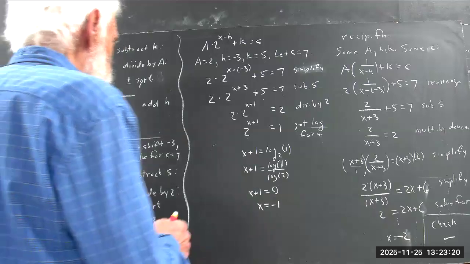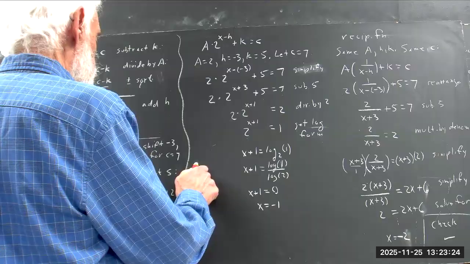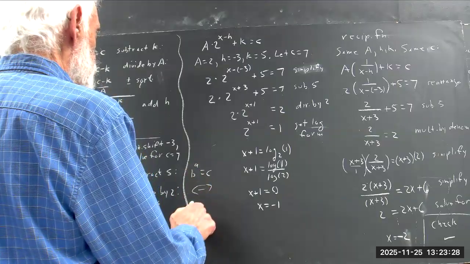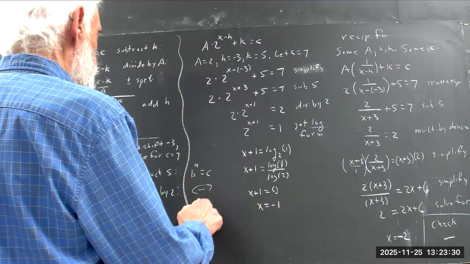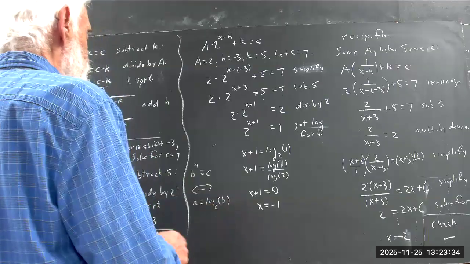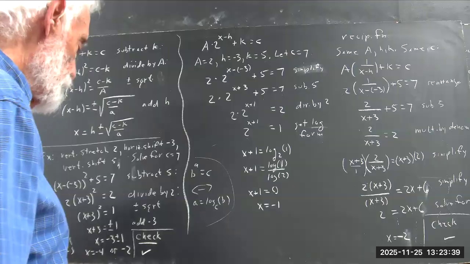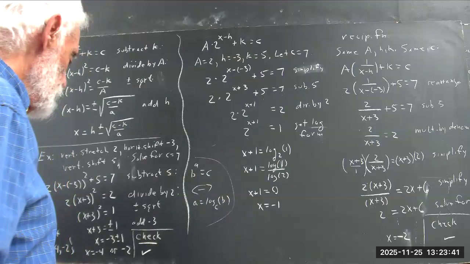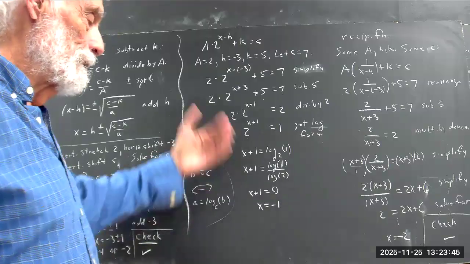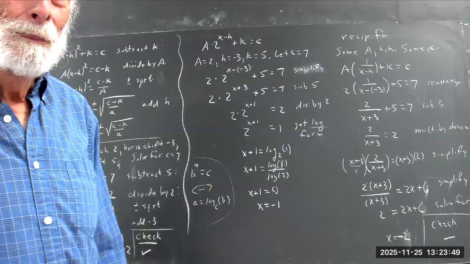I'll just make a quick note that b to the a equals c is equivalent to a equals log base c of b. Now, that's something that you should know well enough that it interferes with your sleep at night. Okay? You have to know that. But once you know that, it's real easy to solve exponential equations.